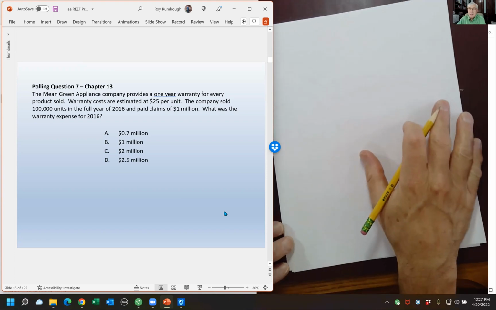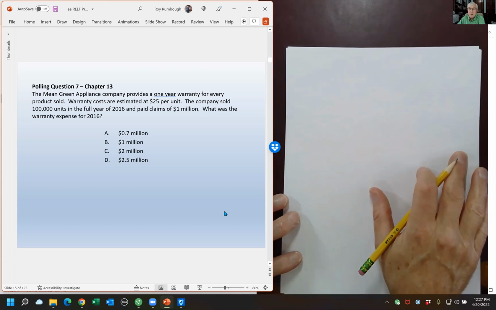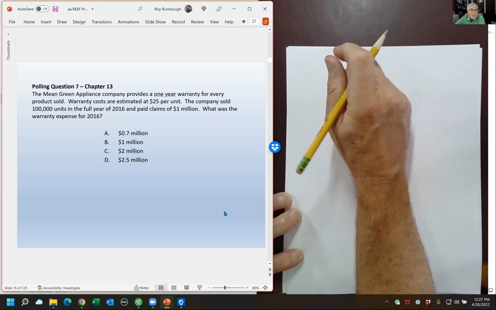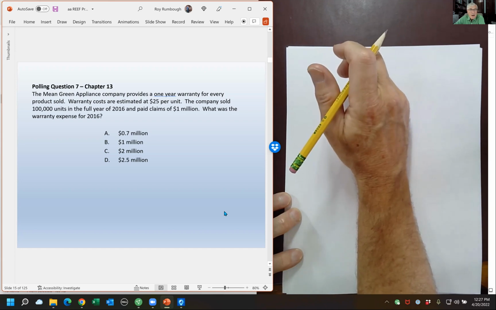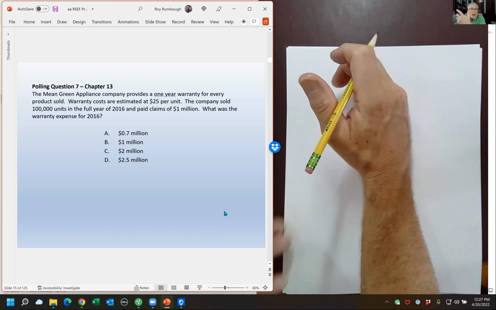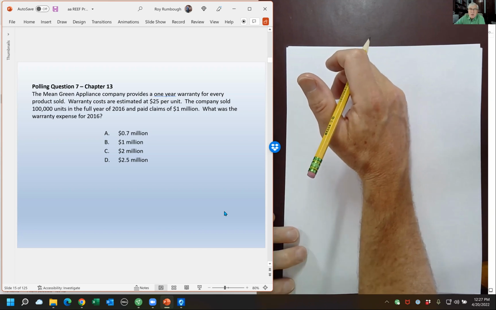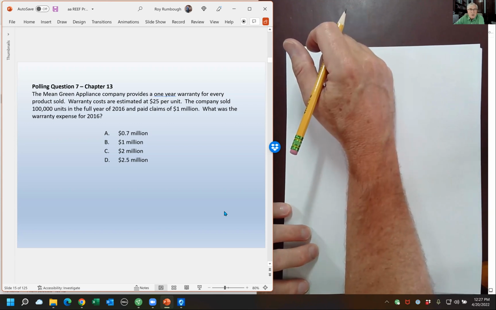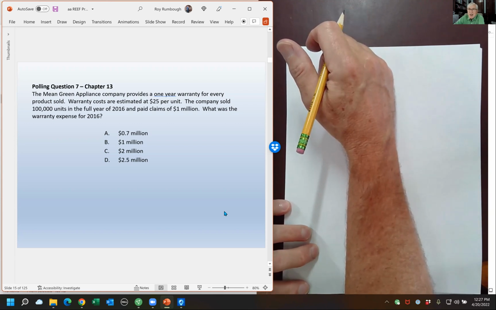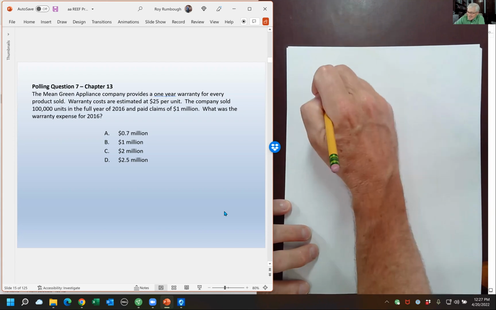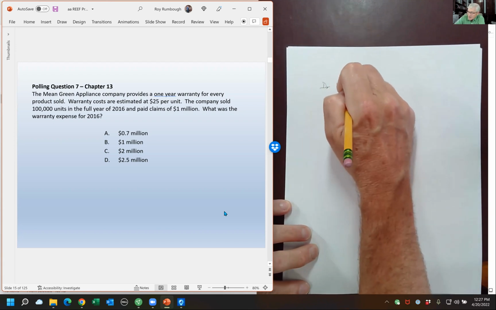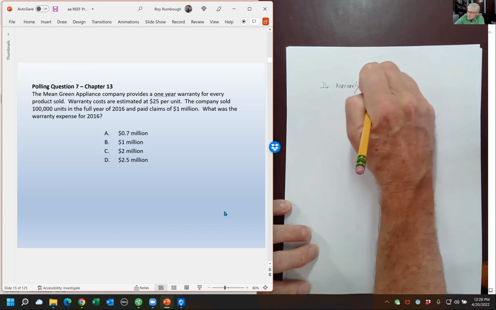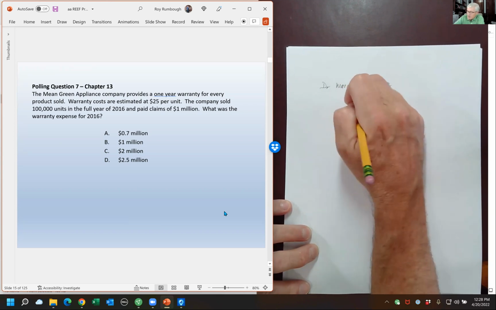So again, this is back to those same three entries that I've been talking about, right? So the Main Green Appliance Company provides a 1-year warranty for every product sold. And we know, hey, on average, we pay $25 per unit every time we sell one of these. And so we sold 100,000 units in 2016. We paid claims of $1 million. What was the warranty expense for 2016? This is really, really easy. The first entry, debit warranty expense, and credit the warranty.